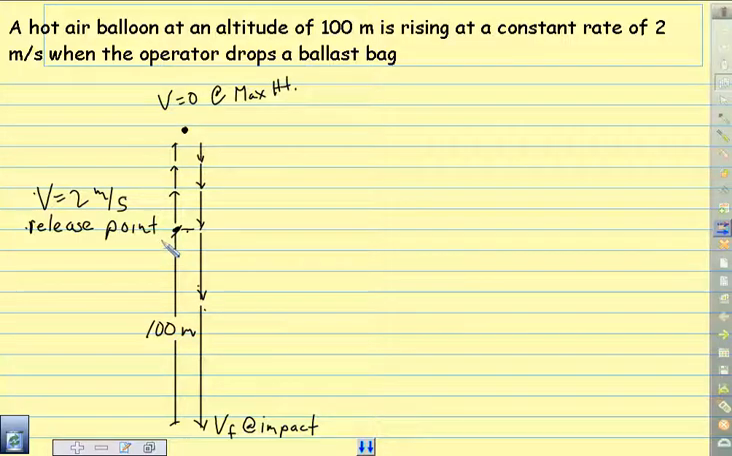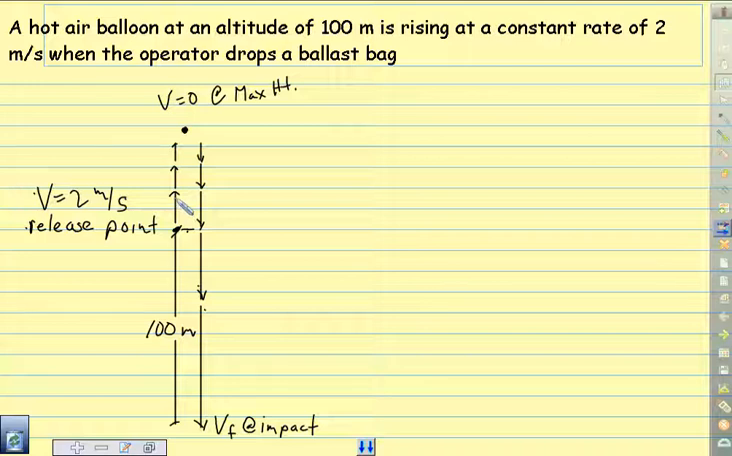Here it's a hot air balloon. The hot air balloon is moving up, and this release happens at 100 meters of altitude. Now, once the object, in this case a ballast bag, is let go, we need to think about what the motion is going to do. Well, it starts going upward because that's what it was doing when it was attached to the hot air balloon.